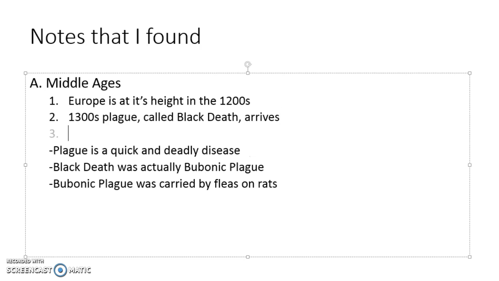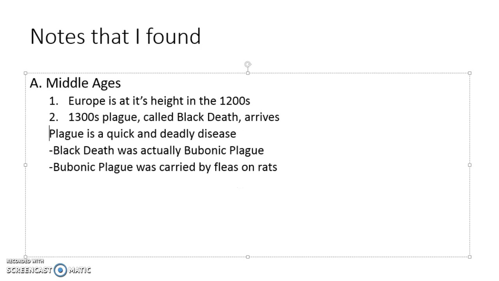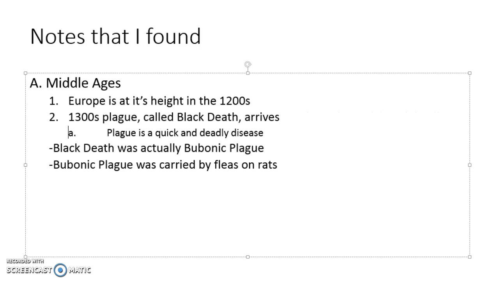Now, the next point should not just be listed as point 3, because plague is a quick and deadly disease. This point right here is really explaining this one. So what I'm going to do is go back and make this a little point A. Let's see how that works. There we go. There it is as a little point A. And the little point A signifies that this belongs under this.